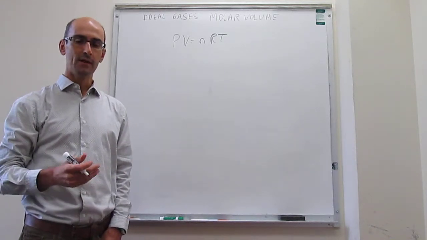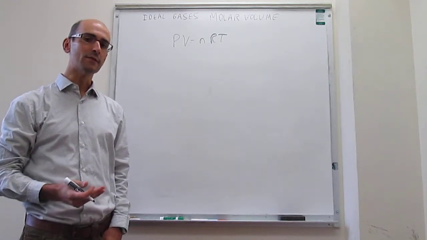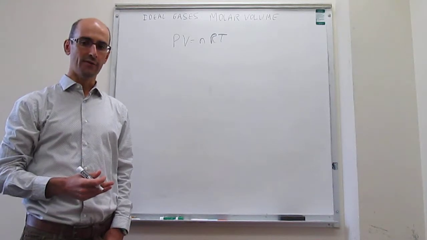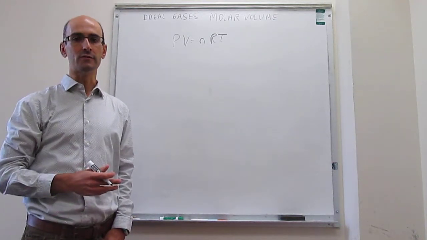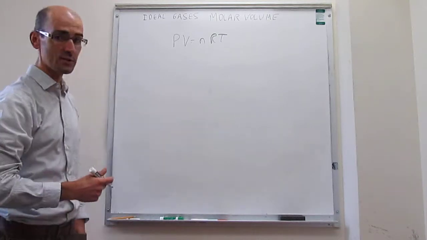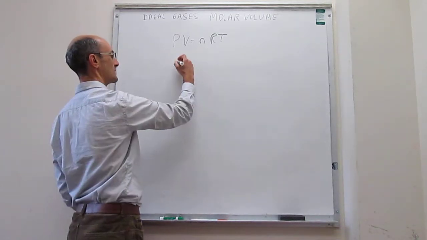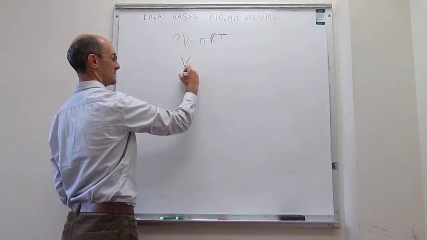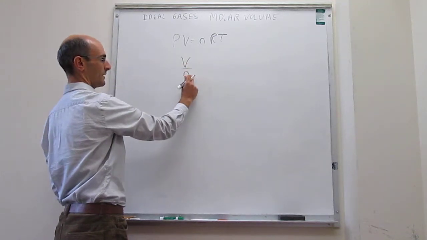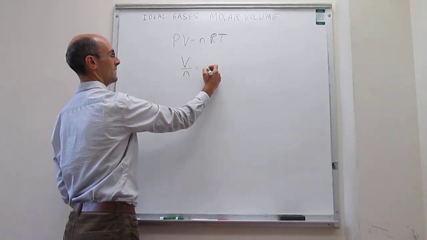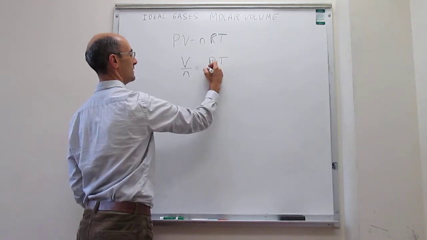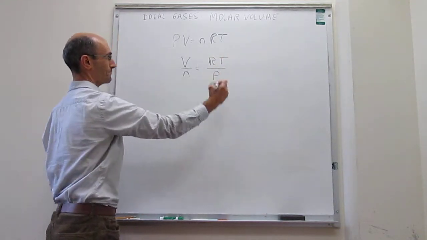ideal gas. The molar volume is simply defined as the volume occupied by 1 mole of an ideal gas at a given set of conditions of pressure and temperature. The molar volume from the ideal gas equation of state can be derived simply as this. That is the volume occupied per mole, and it's equal to RT divided over the pressure.